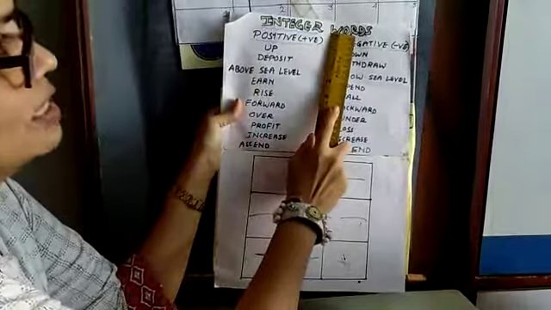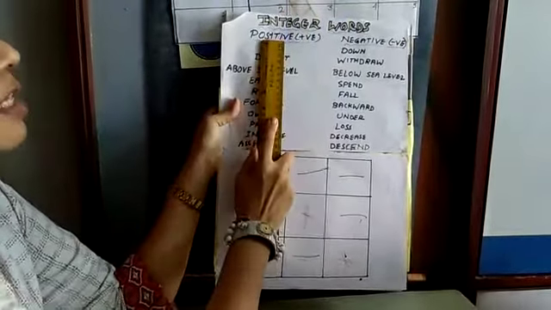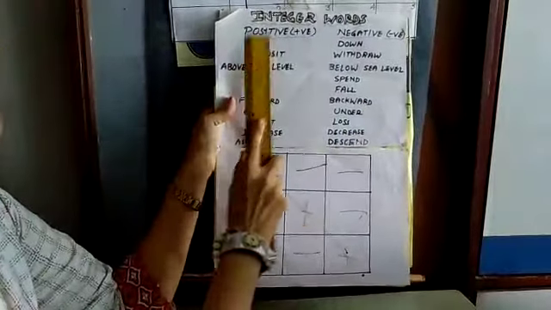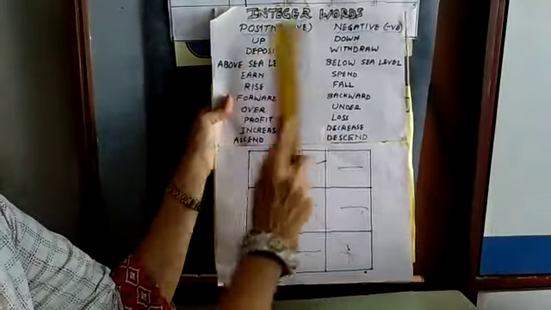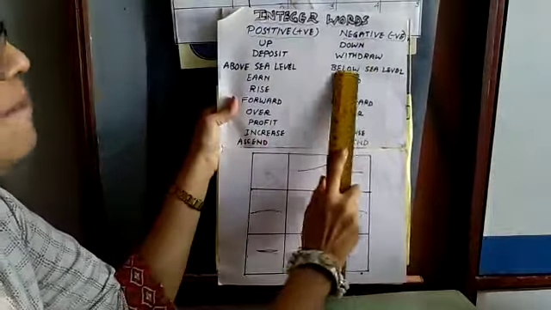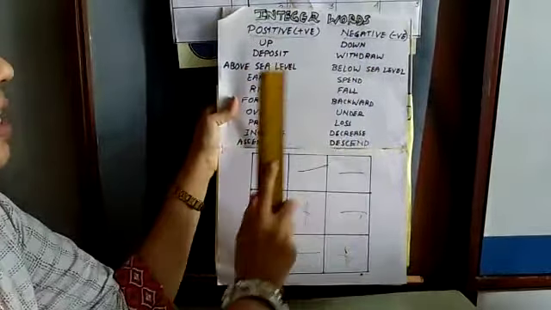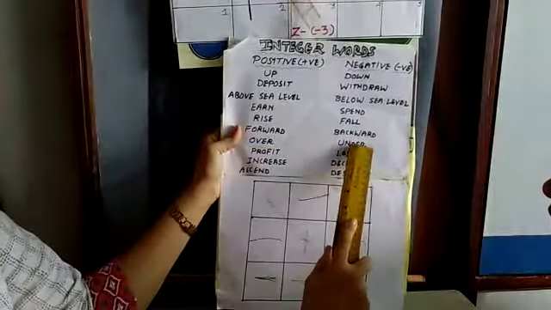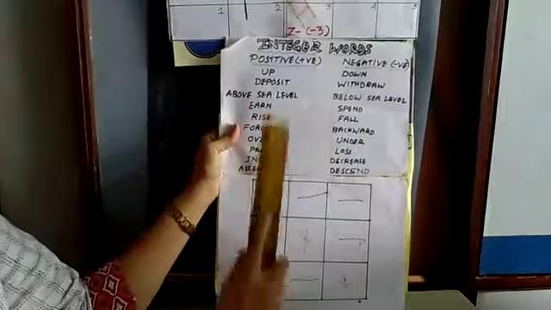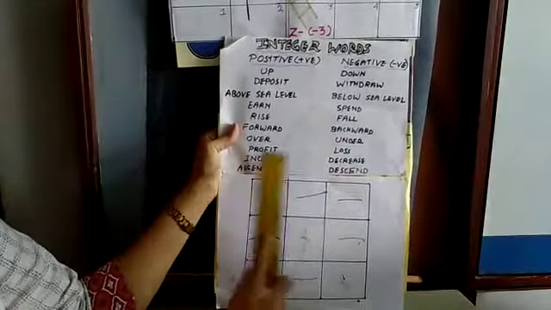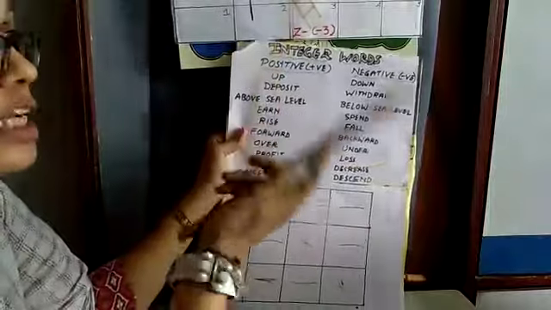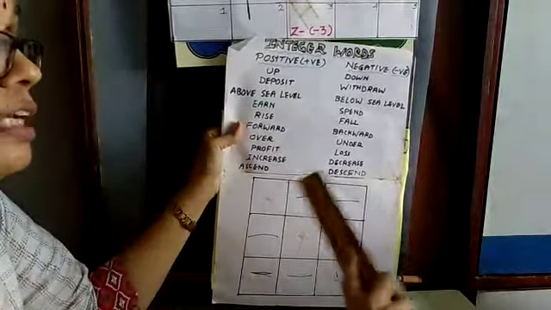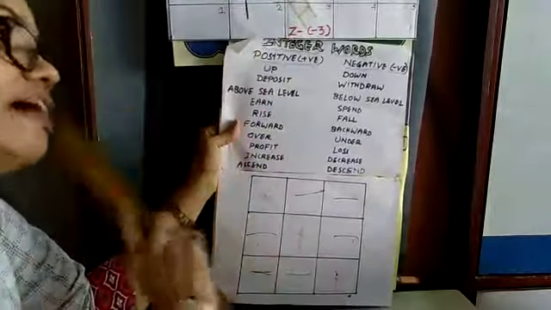Here we are playing integer words games. Here are positive words and here negative words. So: up, down, deposit, withdraw, above sea level, below sea level, earn, spend, rise, fall, forward, backward, over, under, profit, loss, increase, decrease, ascend, descend. That means when your teacher asks to write the operation for the following integers, it is given in words.